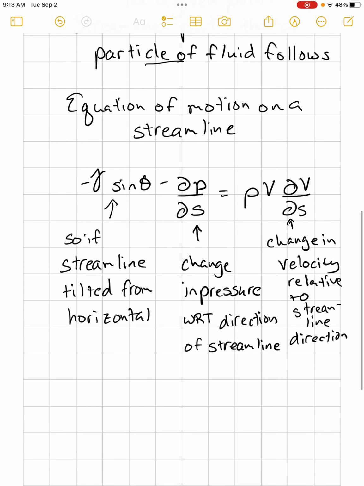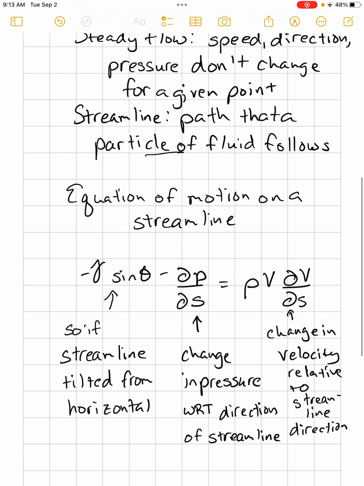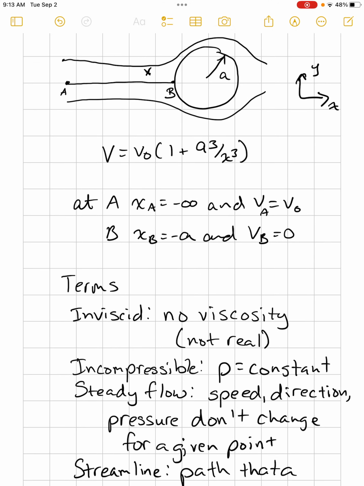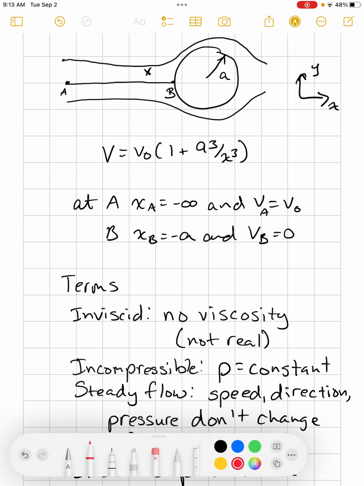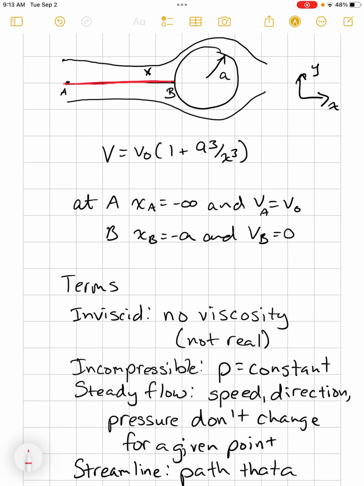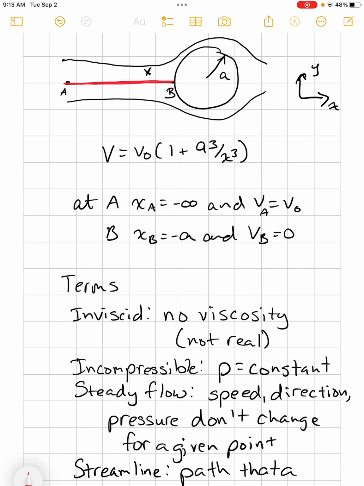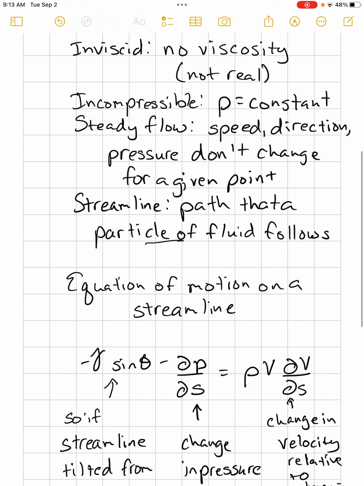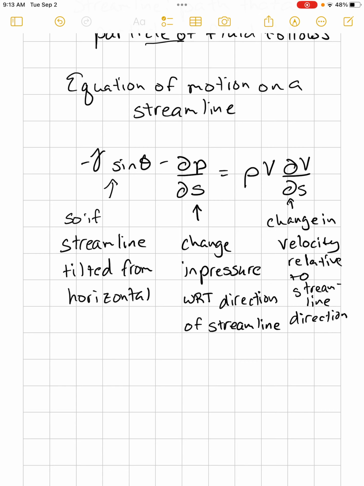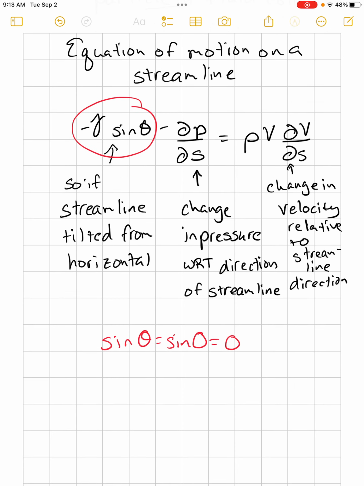So that's the equation that we're going to use to solve this. In this case, we're looking at this streamline from A to B. I'm going to change colors real quickly. So we're looking at that particular streamline, and it's horizontal. Since it's horizontal, we have the sine of theta, which is the sine of 0, and that's just 0. So we don't have to worry about this term. It just goes away.